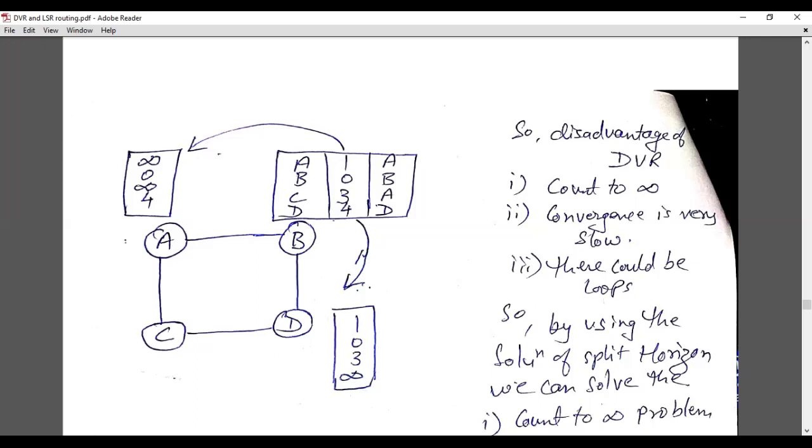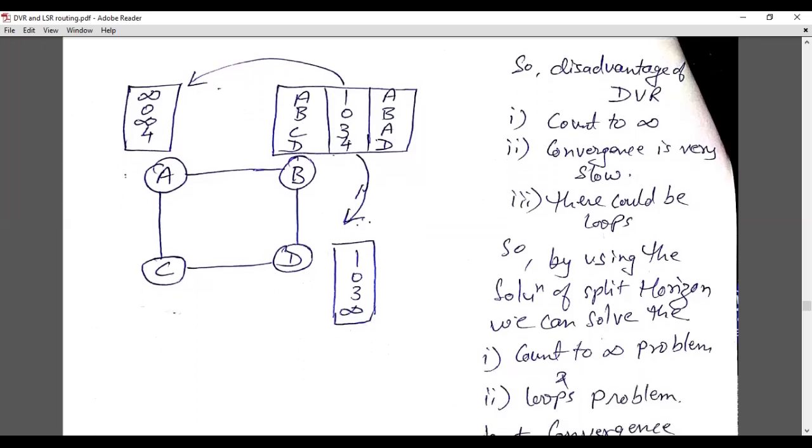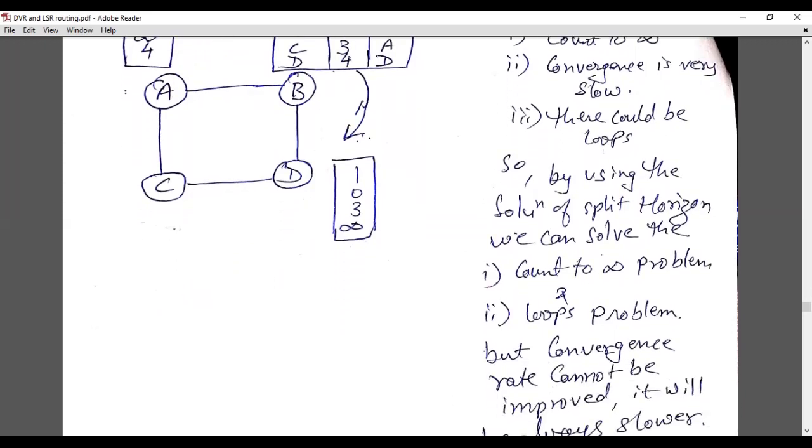Before we conclude, let us see the disadvantages of the distance vector routing algorithm. There is the count to infinity problem, convergence is very slow, and there could also be some loops. By using split horizon, we can solve the count to infinity problem and the loops problem. But we are not guaranteed that the convergence rate will improve. That's why convergence will always be slower in this case, right? We will stop here, and in the next video I will tell you about the link state routing algorithm.